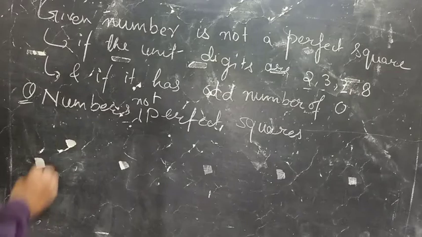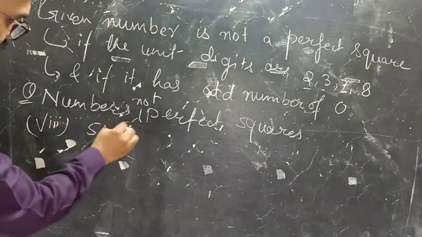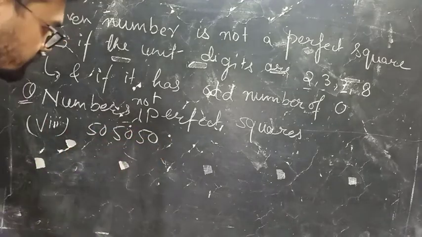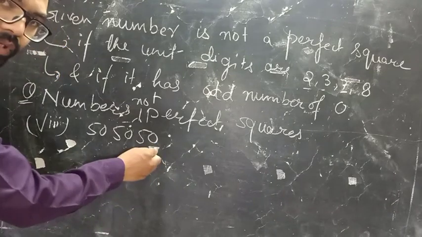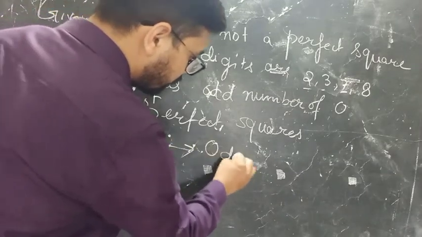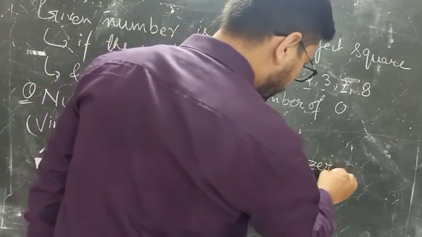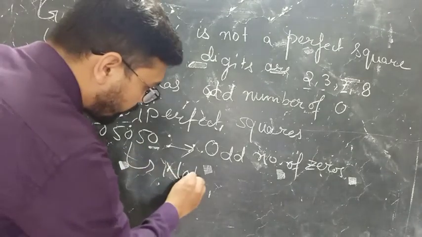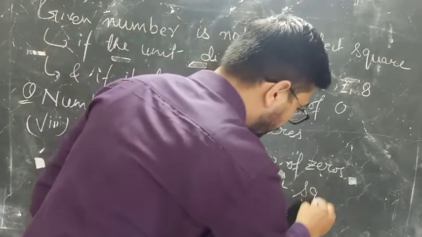Okay, let's take one more example. 505050. This number is again not a perfect square. The reason is it has an odd number of zeros, right? So you will write odd number of zeros. So what will you say? That this is not a perfect square, okay?